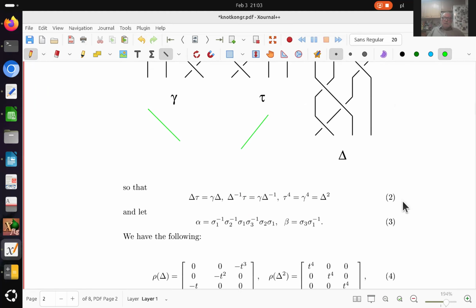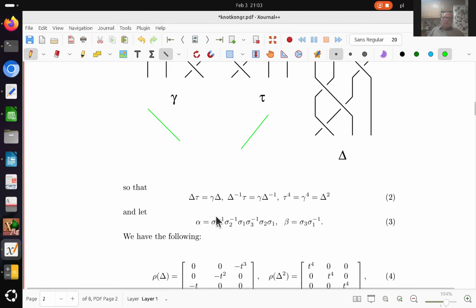And let me produce here some obvious information. For example, if you consider delta times tau, you can drag tau to the left, but at a price of changing it into gamma. Or the same if you drag tau through delta inverse, you just replace it with gamma. Also, somewhat less obvious but also true and easy to check is that tau to the 4th power and gamma to the 4th power are both equal to delta square.